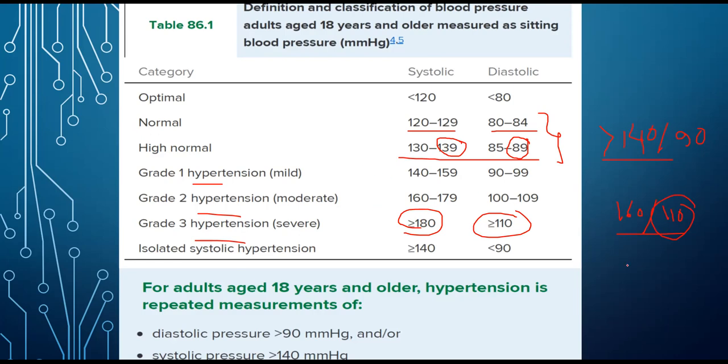Same, if someone has, let's say, 160 systolic blood pressure and diastolic 90, what will be your grading? Moderate. So it will be moderate hypertension. So any one is all right. If you get only a systolic or diastolic elevation, that will be hypertension. Okay. Now it is recommended to check blood pressure for everyone older than 18 years of age every 2 years. So the screening for hypertension is from 18 years of age, every 2 yearly.